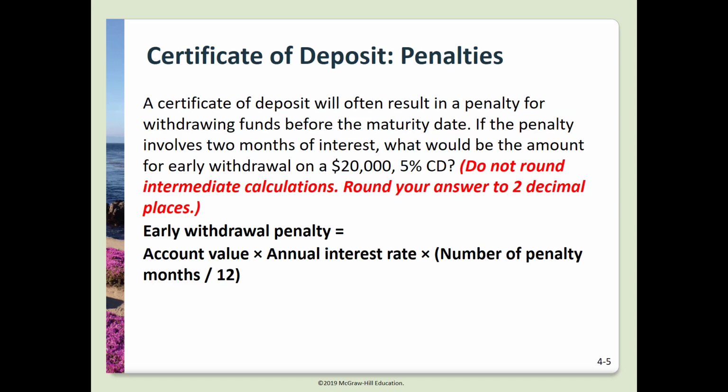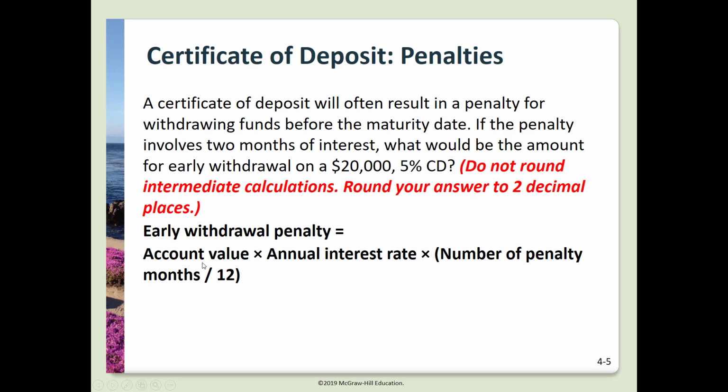In this next problem, we're looking at the certificate of deposit in terms of penalties. A certificate of deposit will often result in a penalty for withdrawing funds before the maturity date. If the penalty involves 2 months of interest, what would be the amount of early withdrawal on a $20,000 5% CD? Here's the formula for the early withdrawal penalty.